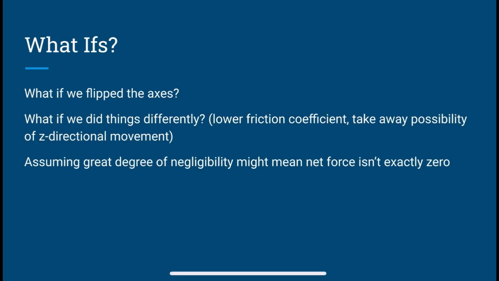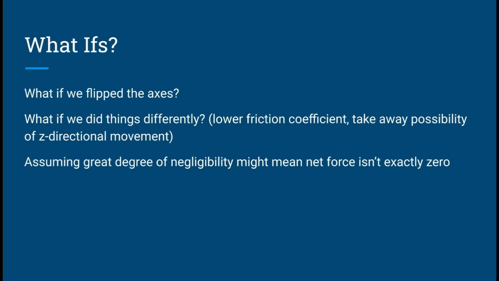So first, here's some what-ifs. What if we flip the axes? So what if we made left the positive x direction and right the negative x direction? The only change that would occur here is that the slope of our graph would not start at 0 and be positive. So our graph would actually start at a higher value and then have a negative slope, but all of the values would remain the same.